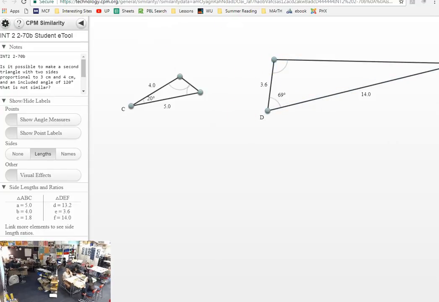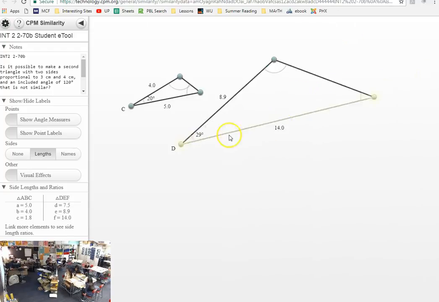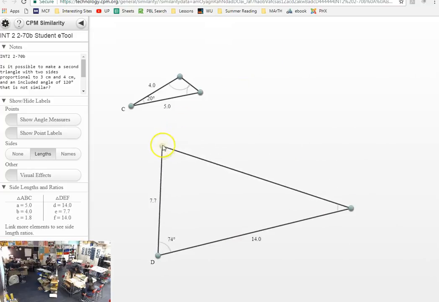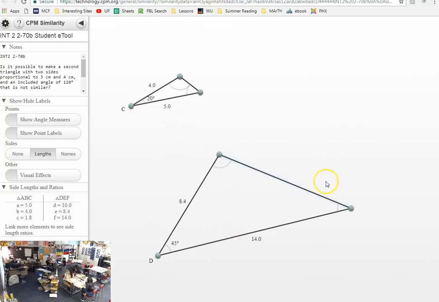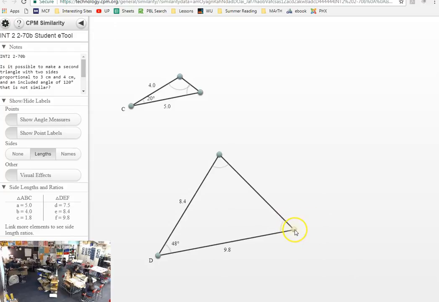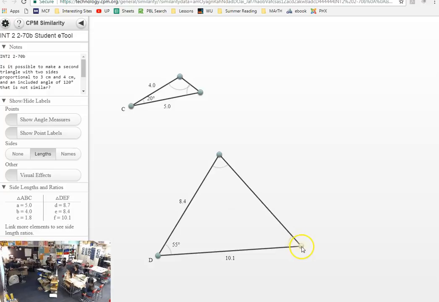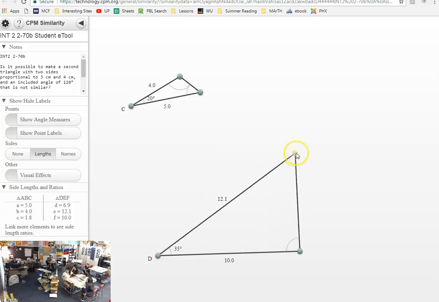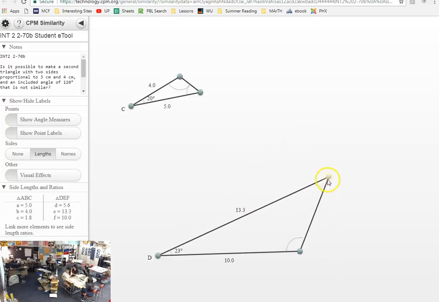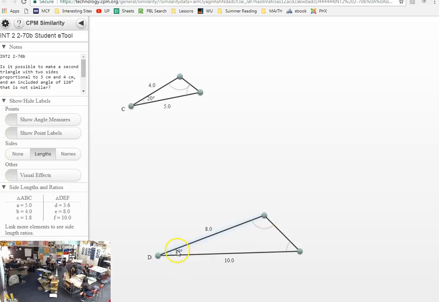So what they're asking, right, 5 on bottom, 4 included 20. Could we make 8, 10, or some kind of proportional that is not necessarily similar? So here's 10. Maybe. Change your angle. If it won't go, you gotta change your angle. And what they wanted this to be 8.